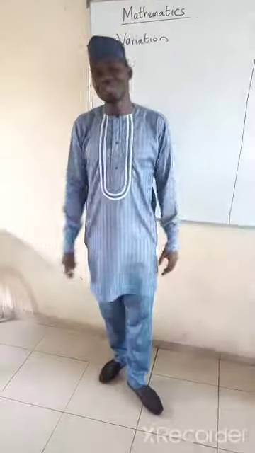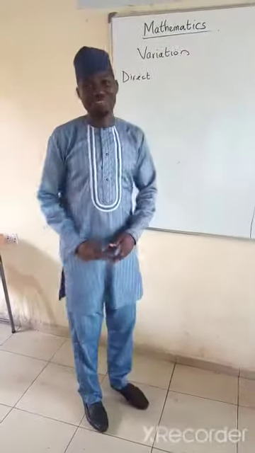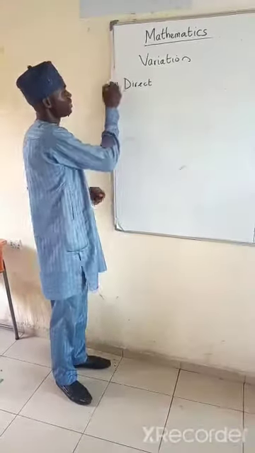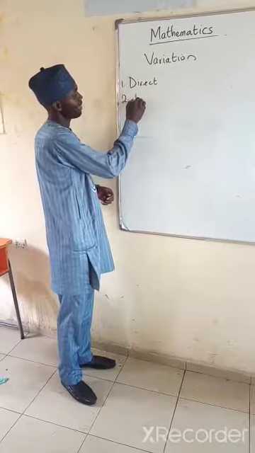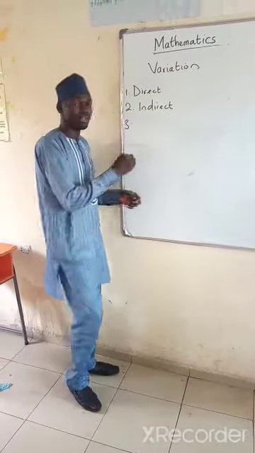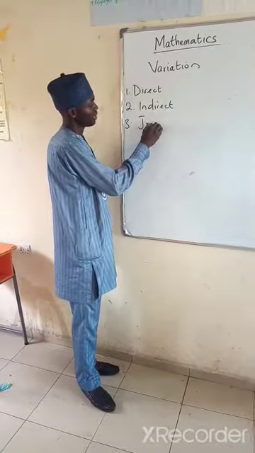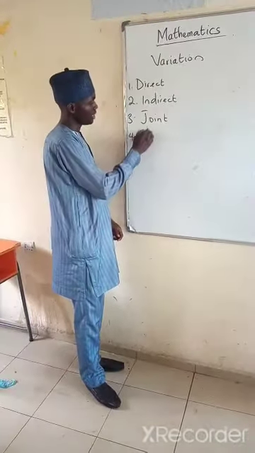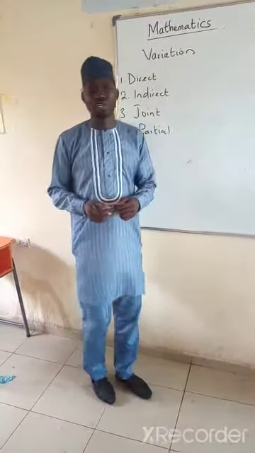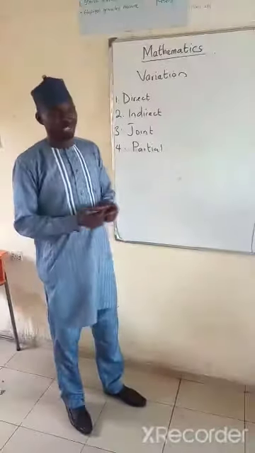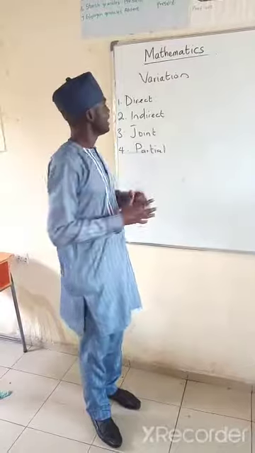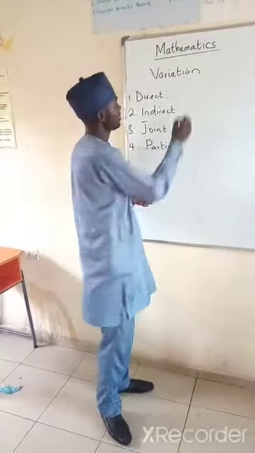Students, today we are going to be looking at variation in mathematics. Variation. We have four subtopics under variation. We have direct variation, indirect or inverse variation, and joint variation. That's the third one. Then the fourth one is partial variation.